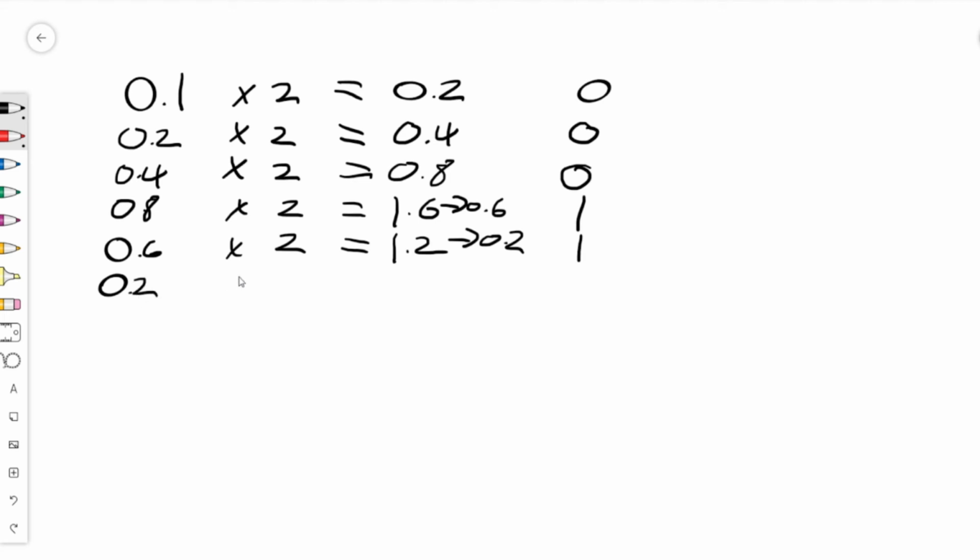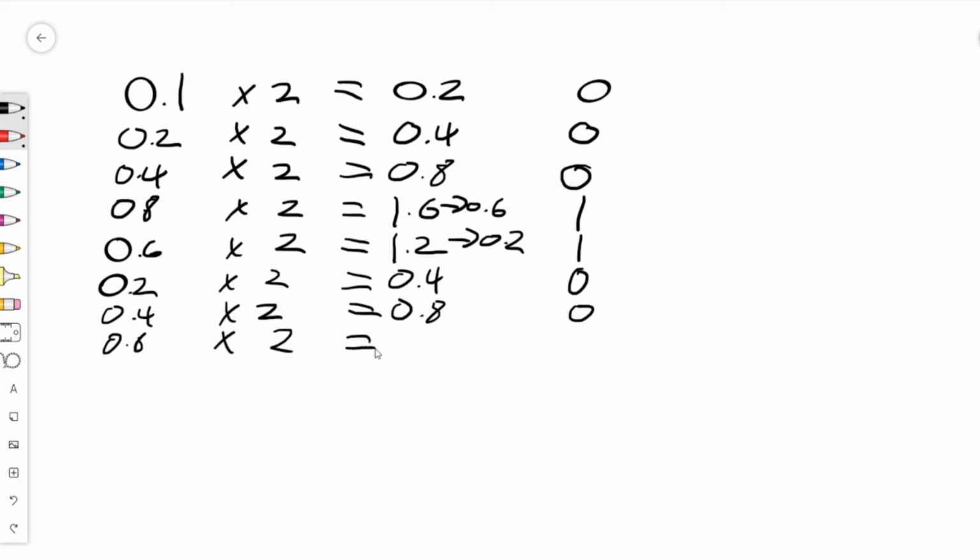And we're going to multiply 0.2 by 2. This will give us 0.4. We're going to take this 0, and then multiply 0.4 by 2. That will give us 0.8, so we take this 0, and multiply 0.8 by 2. That will give us 1.6. We take this 1, subtract it from the value to give us 0.6, and then multiply 0.6 by 2. That will give us 1.2. We take this 1, leaving us with 0.2.